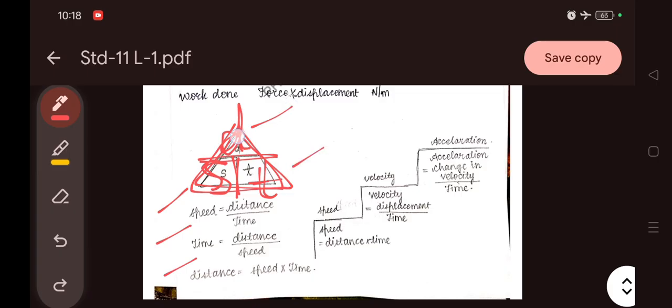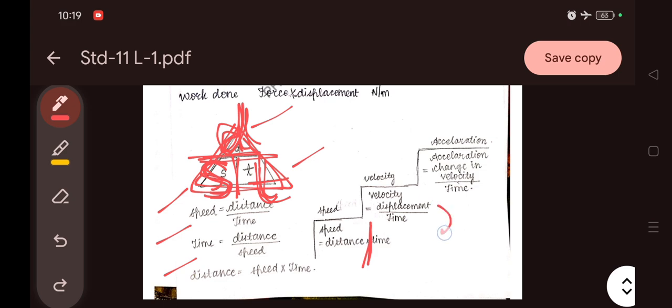If you want to define distance, it is nothing but the product of speed and time. If you want to define time, it is nothing but the ratio of distance upon speed. So these are the basic formulas. Now speed is nothing but distance upon time. Velocity is nothing but displacement upon time.